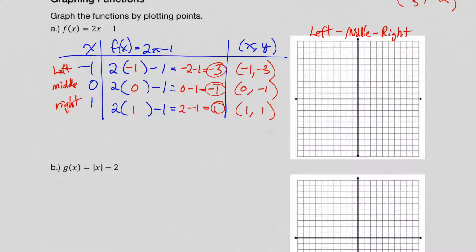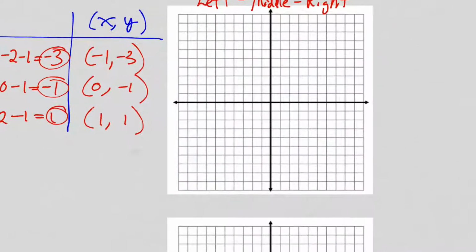Okay, so we can plot this -1, -3, which is here, 0, -1, and 1, 1 is right there. So we want to go ahead and connect the dots. And we have the left, middle, and right side of our picture.